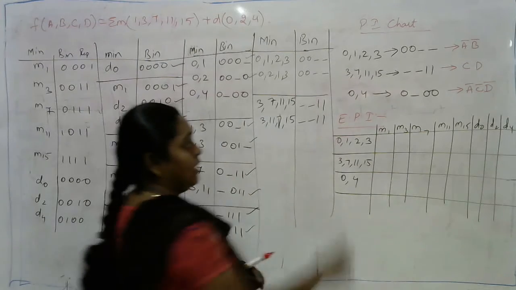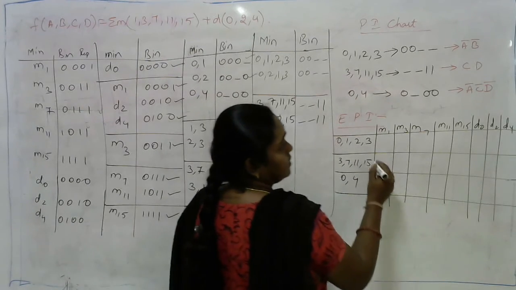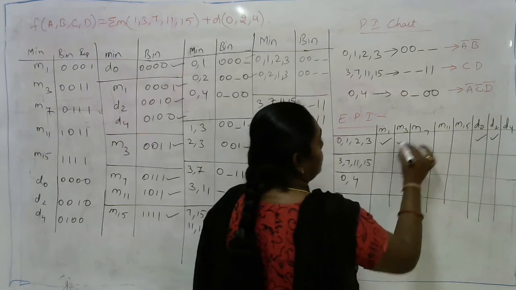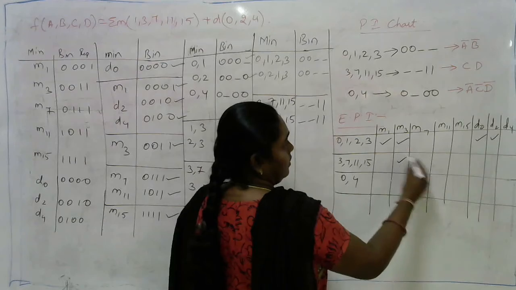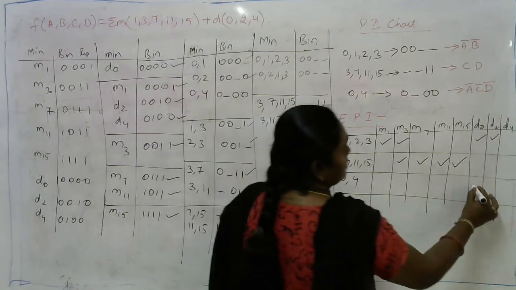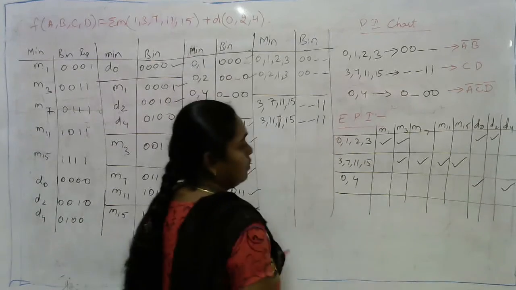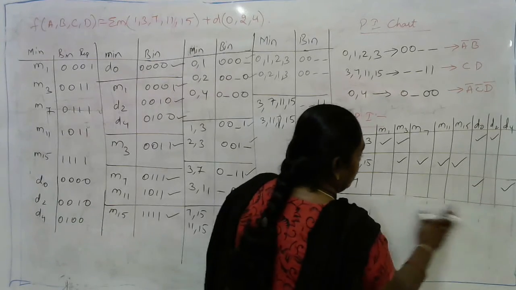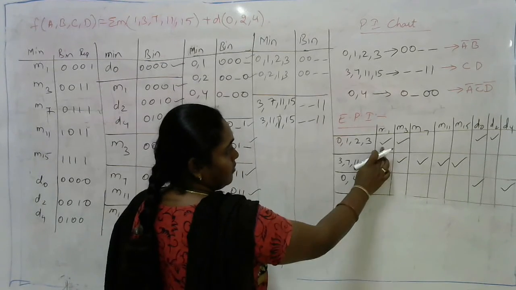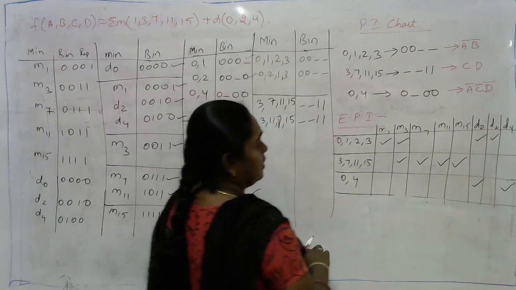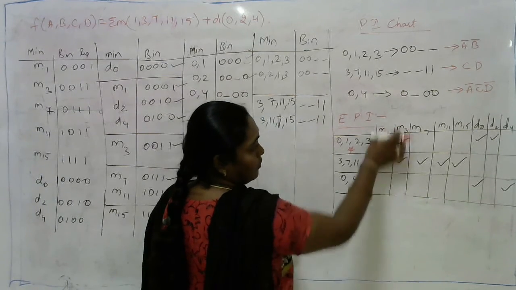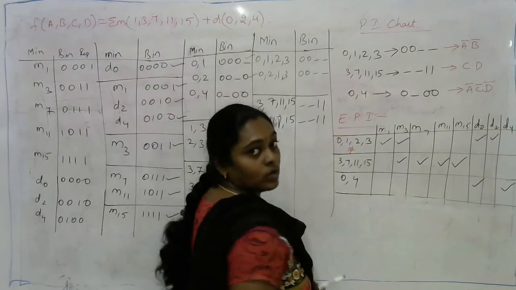The next is, as we are having 0, 1, 2, 3, just keep a tick mark for 0, 1, 2, 3. This is 3, 7, 11, 15. This is 0, 4. Now check for single tick mark entries. There is a single tick mark for M1, so the corresponding row of M1 is called an essential prime implicant.